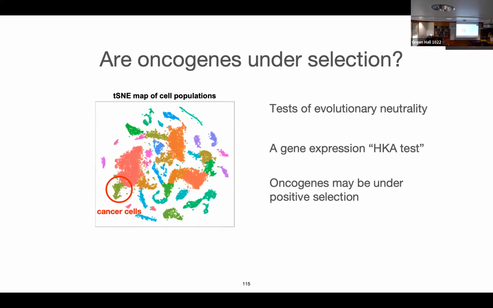Okay, so oncogenes cause cancer cells to become more malignant and more aggressive, and that's because oncogenes are genes that control proliferation, growth, and survival. In other words, they make cancer cells better competitors. So are oncogenes under positive natural selection?